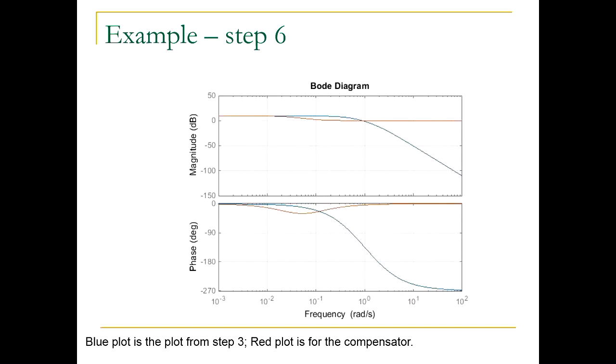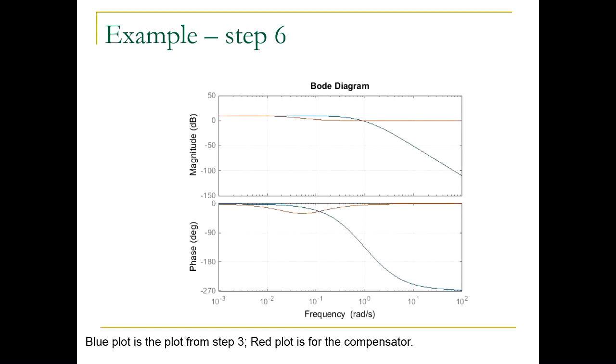So how do we find where the new crossover frequency will be? When we look at these two plots, we want to see what the crossover frequency is for the compensated plot. So where do we look for the crossover frequency? In the magnitude.